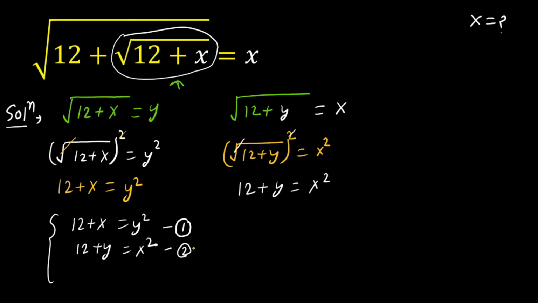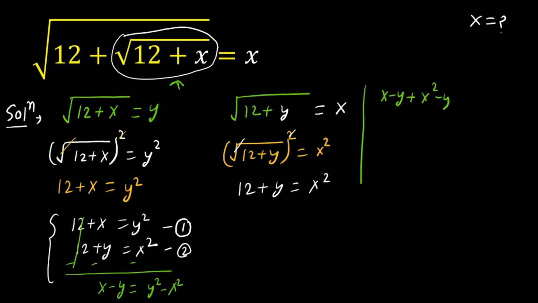If we subtract equation second from first, the plus 12 and minus 12 cancel out, then x − y = y² − x². Now if we take all the expression on the same side, then x − y + x² − y² = 0. We know the algebraic identity x² − y² = (x − y)(x + y), so this equals 0.